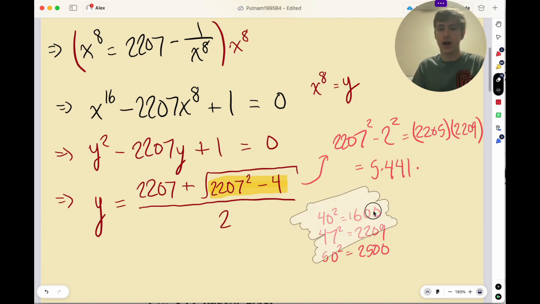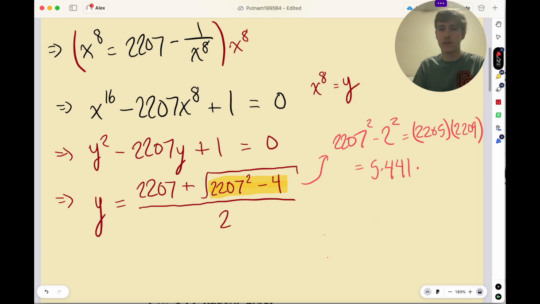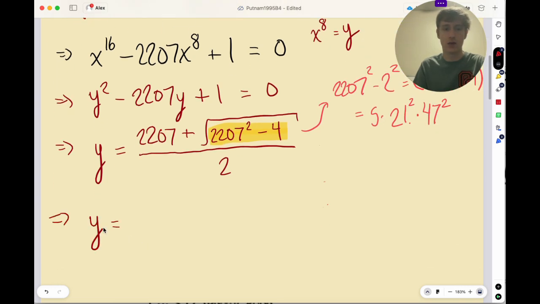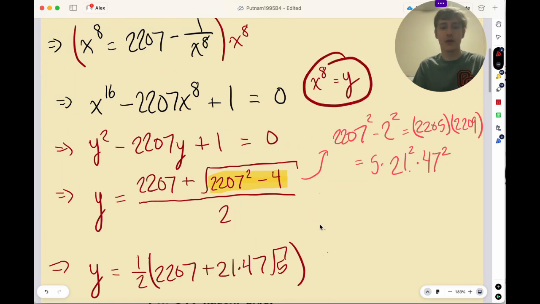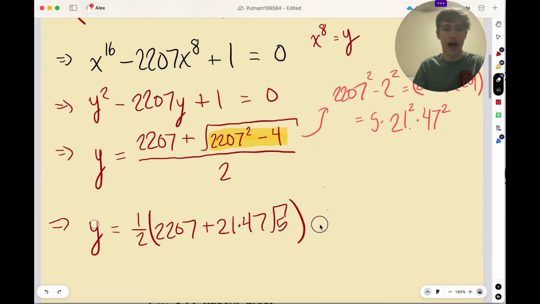So now that I realize that that's 47, that makes our job a little bit easier, because if this is 47 squared, 441, well, that's 21 squared. That one I actually do know. Which means that I can simplify the radical as follows. So y is equal to 1/2 times 2207 plus 21 times 47 root 5. But remember, we substituted in that y was equal to x to the 8th. So this is really the same as x to the 8th. And there you go, you have a closed form expression for x to the 8th.